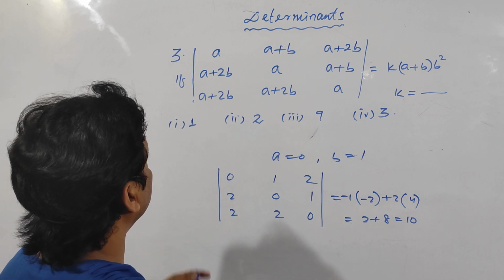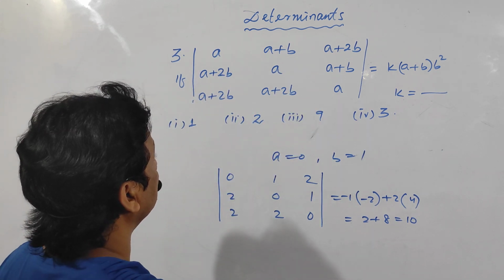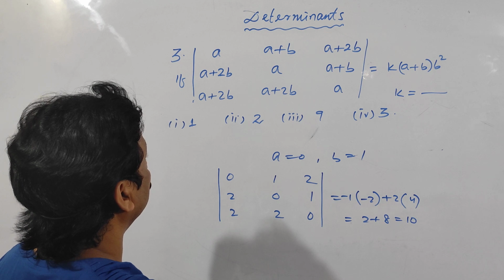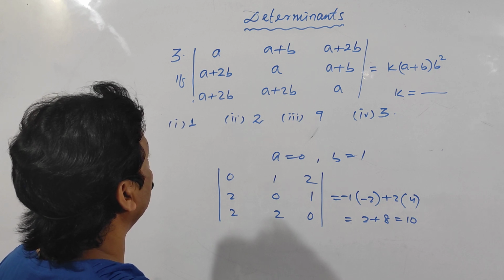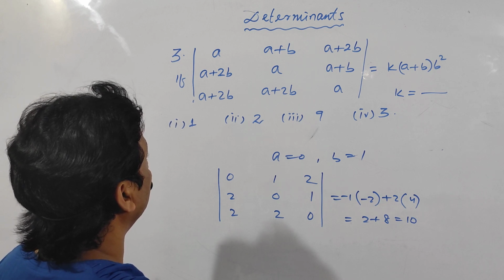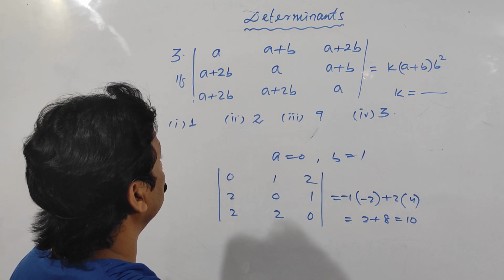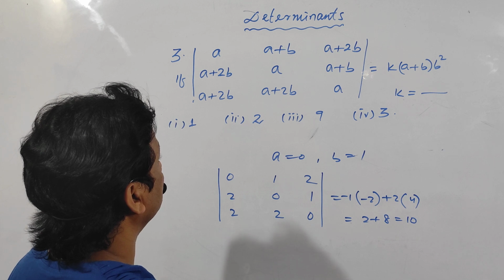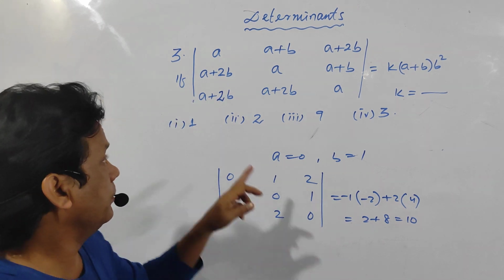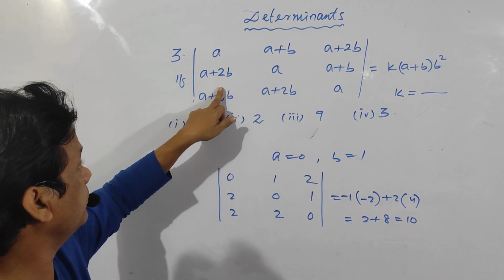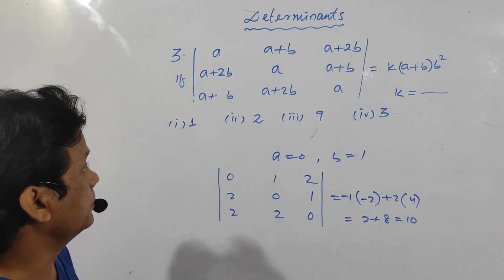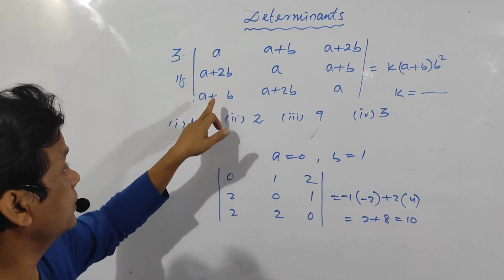Somewhere I have written the question mistake. Sorry, I have written this question mistake. By mistake, I have written 2. This will be A plus B. I have seen the book. It is written A plus B.